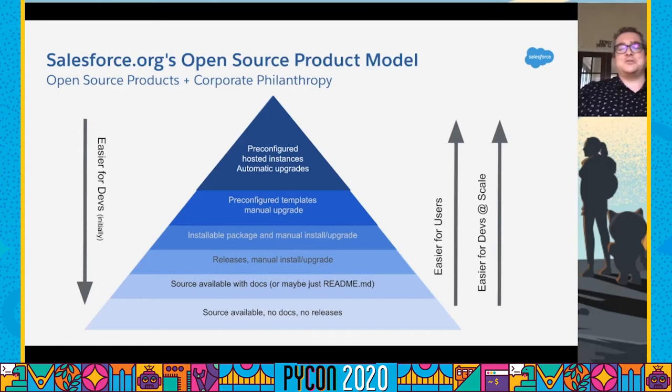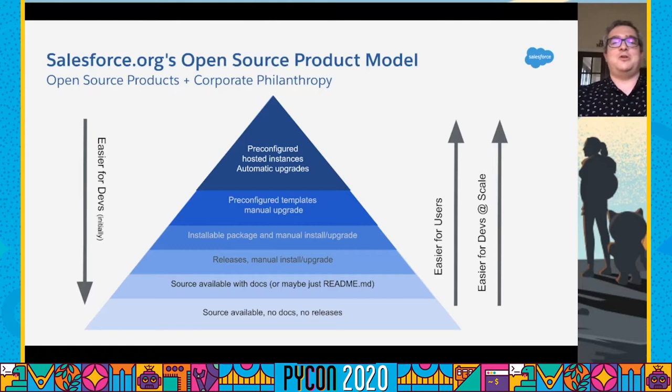And the way we're able to do that is because we have this unique combination of open source products and corporate philanthropy. The corporate philanthropy provides the platform that our open source model is based upon. And then we innovate and provide these products that we deliver out to the world. So for those small nonprofit organizations that pay us nothing, they're living in the top rung of this triangle, getting the best of both worlds, the hosting and the open source product development, the open source community around it.